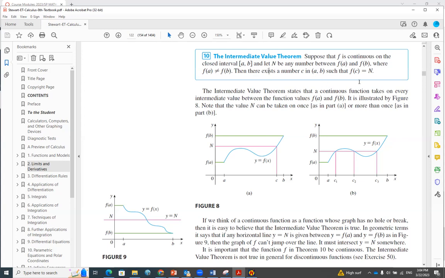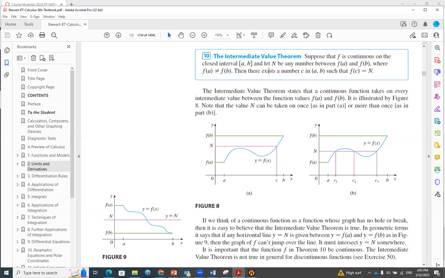When we read this, there are two major assumptions. The first is that f is continuous on a closed interval. The second is that f of a and f of b are not the same. It doesn't say which one is larger or smaller, just that they're not the same.